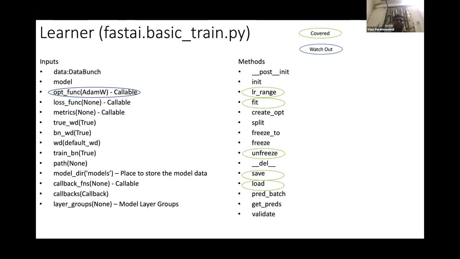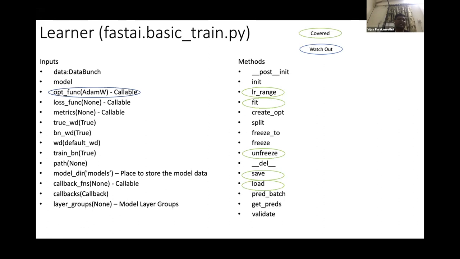We used the unfreeze method, the save method, and the load method, but there are other ones there as well. I just want you to focus on the one circled in blue, which is the input. Basically, it's a callable that we define, saying the optimizer function. The default for the learner class is Adam, because if we see in the code, we are not defining a loss function or an optimizer function. So it is already in the code that if nothing is defined, it takes the optimizer function as Adam.